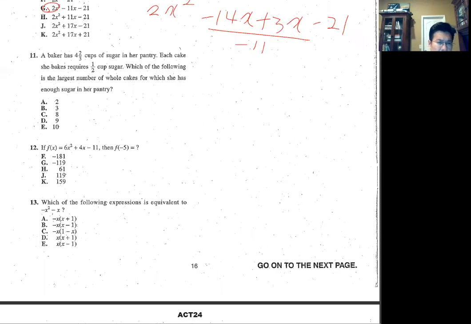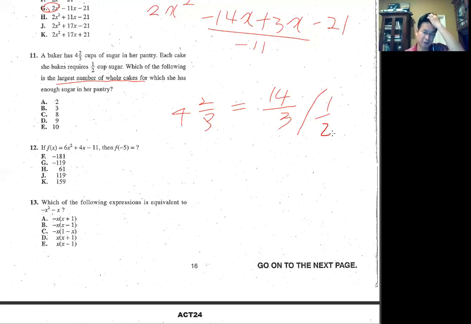A recipe for sugar cookies, each cake requires 1/2 cup of sugar. What is the largest number of whole cakes that can be made with the sugar in the pantry? So 4 2/3 cups is basically what? 14 over 3. And then divide by 1/2. So how many you can make is basically 28 over 3, so it's 9.3. So it's 9 whole cakes.